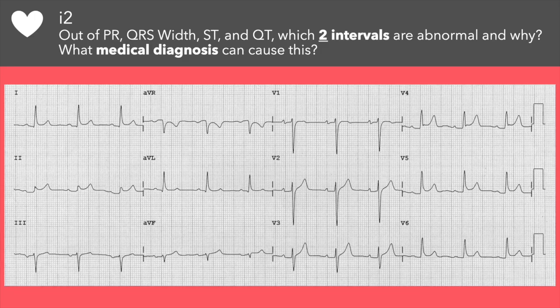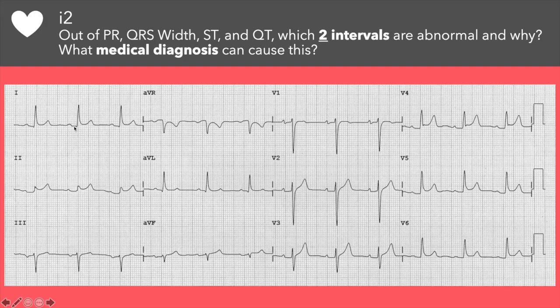Hey folks, welcome back. Let's start with I2. Out of PR, QRS width, ST, and QT, which two intervals are abnormal and why? What medical diagnosis can this cause? I'm seeing PR depression diffusely in the precordial leads V2 to V6, the limb leads 1, 2, AVL, AVF, and reciprocal PR elevation in AVR.